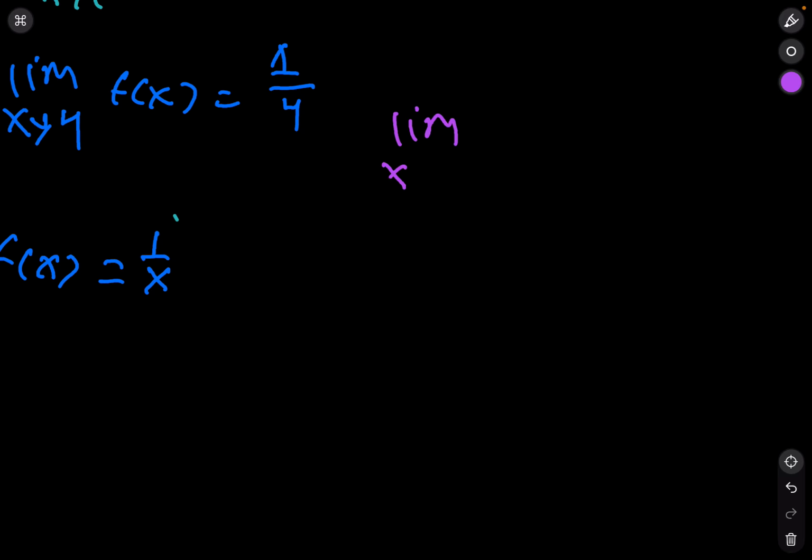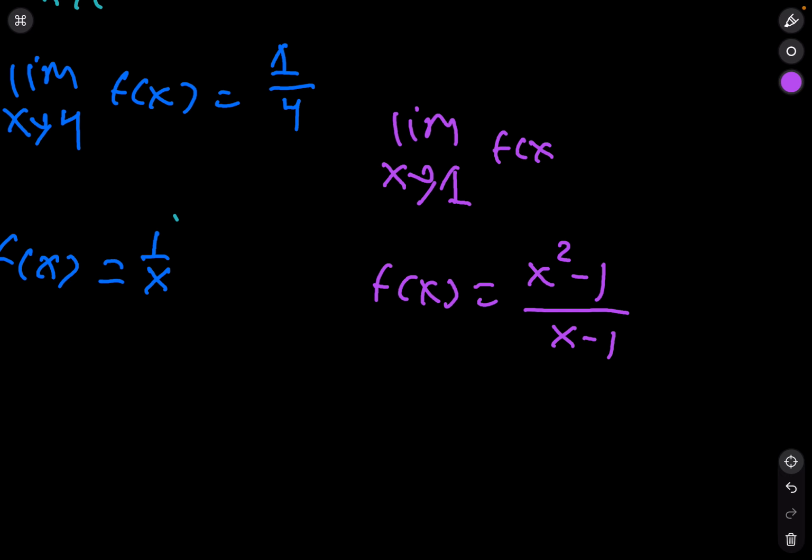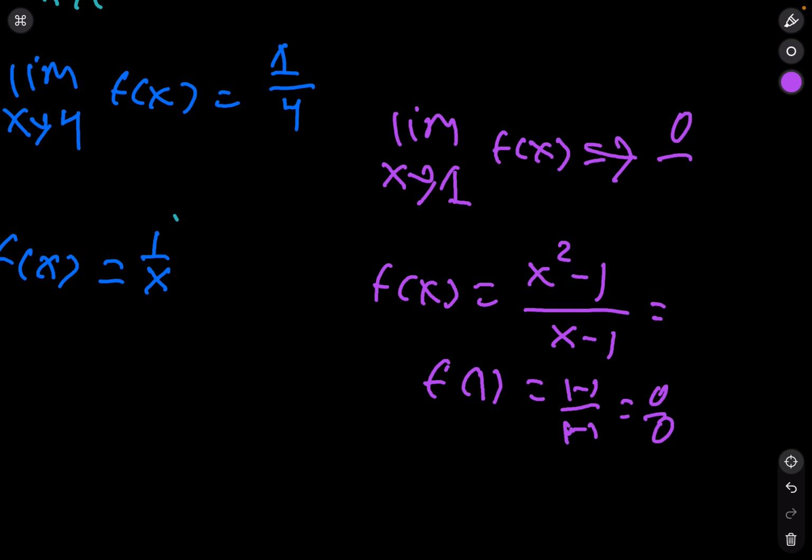Let's say you had the limit as x approaches 1, and the function f of x is equal to x squared minus 1 over x minus 1. Once we plug the values in, we can see that 1 minus 1 over 1 minus 1 is equal to 0 over 0. So if it equals 0 over 0, do not put an equal sign on it. I just did that. Don't do that. Do as I say, not as I do.